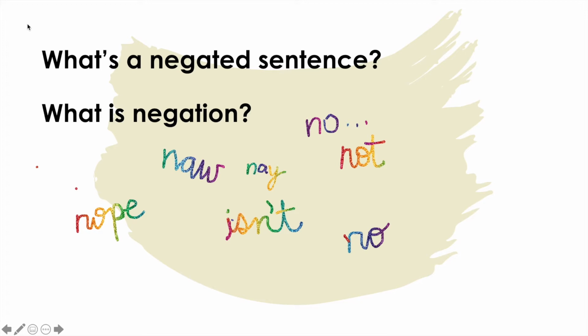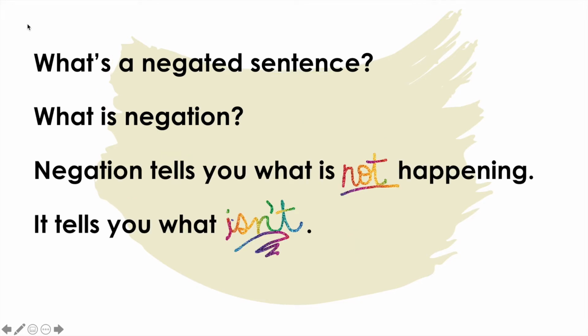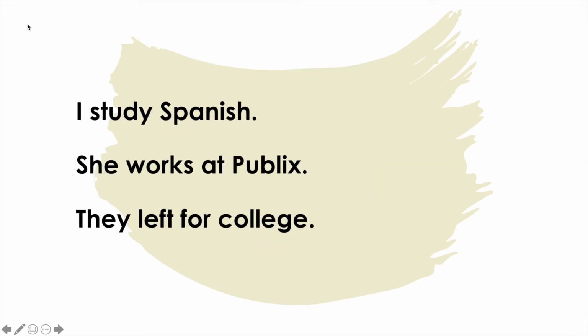So what the heck is a negated sentence? What is negation? Negation tells you what is not happening. It tells you what isn't. For example, let's look at these sentences. These sentences are not negated. I study Spanish. She works at Publix. They left for college. Those sentences are not negated.